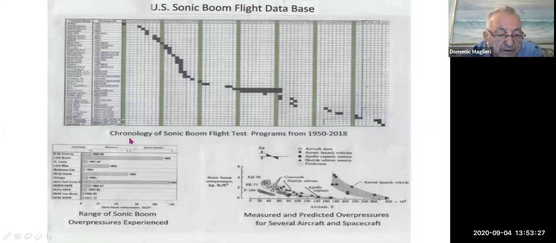This gives you an idea of the overpressure range that we covered. We're talking here about the programs, and this is overpressure that goes out to about 150 pounds per square foot. Most of the community tests were done at 4 PSF or less. This was an interesting one, 120 PSF.